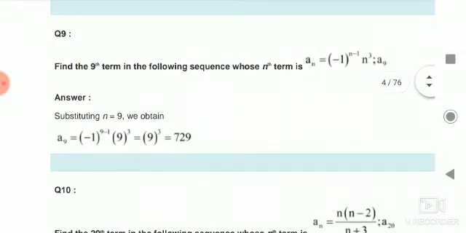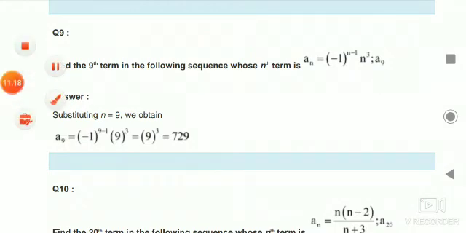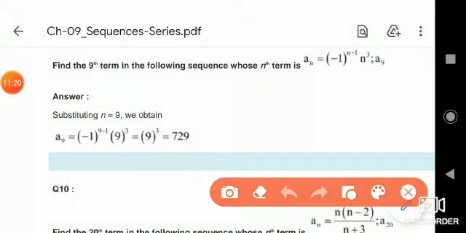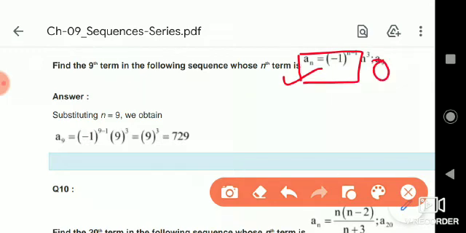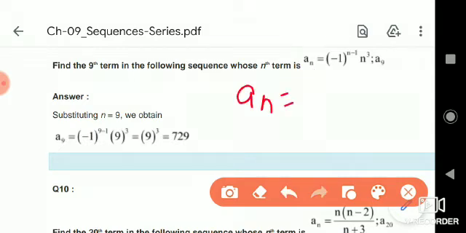Let me take the next question, which is: find the ninth term in the following sequence. The nth term of the given sequence is an = (-1)^(n-1) · n^3. We have to find a9, that is, the ninth term of the given sequence.